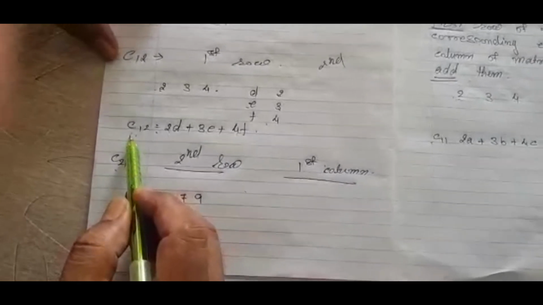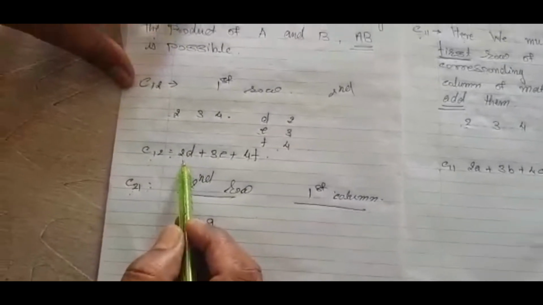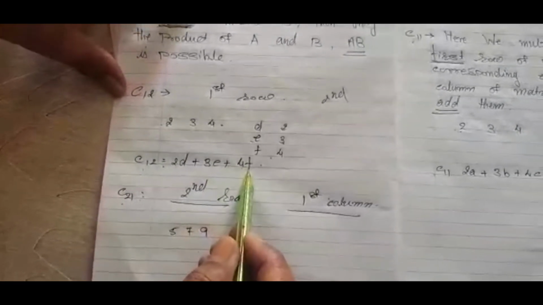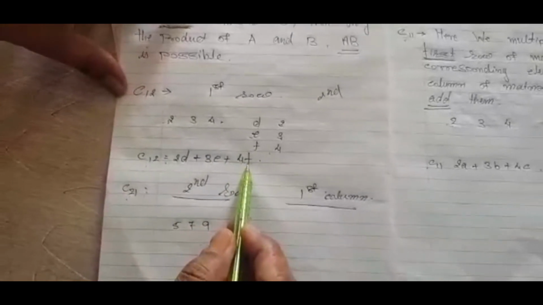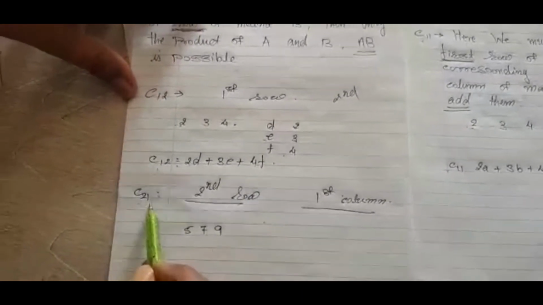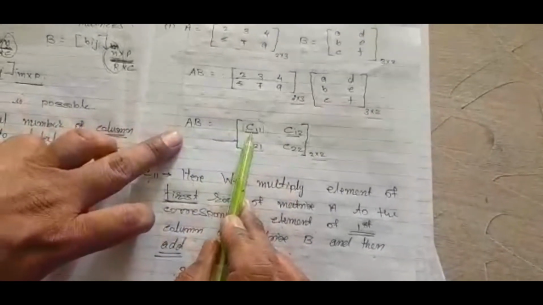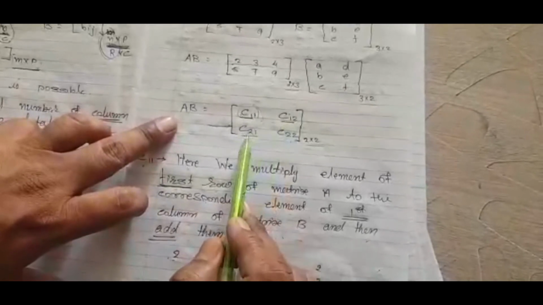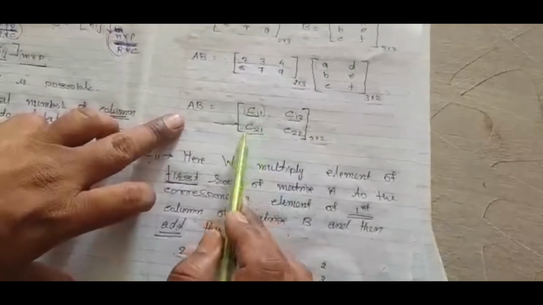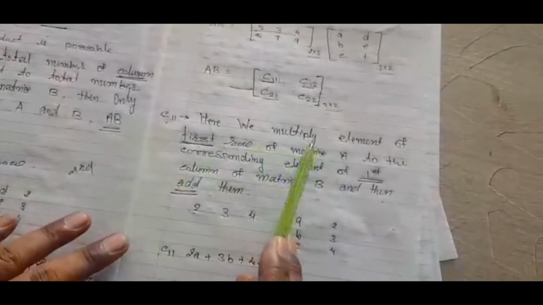See how you get it. C12, you understood, is 2D plus 3E plus 4F. Now we have to find out C21. See, in the matrix AB, we get C11, C12, C21. Now C21 means what? The same statement we have to see.